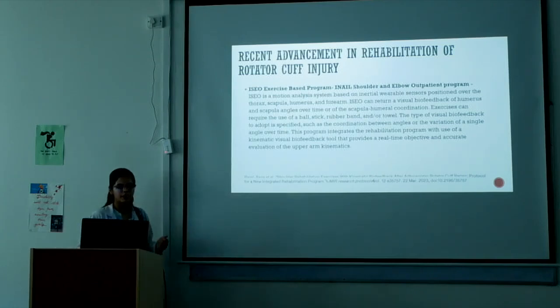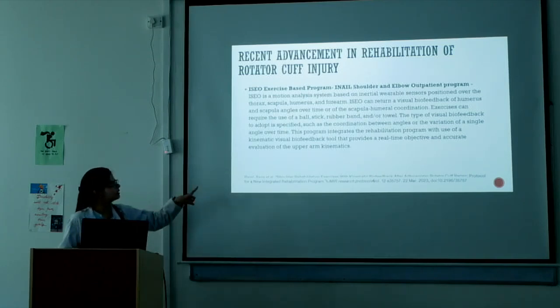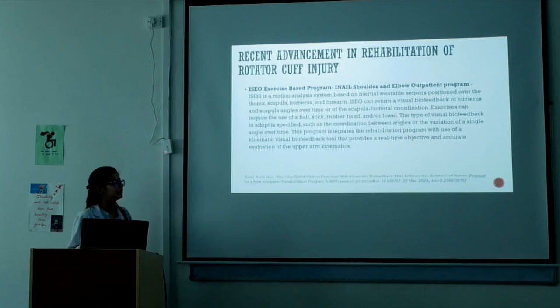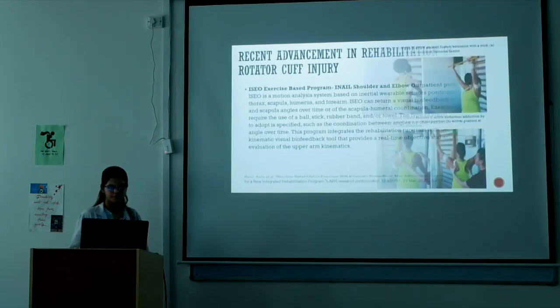The visual feedback is adopted, such as coordination between the angles or the variation of an angle over time. This program integrates the rehabilitation program with the use of kinematic visual feedback to provide a real-time, objective and accurate evaluation of the upper arm kinematics.